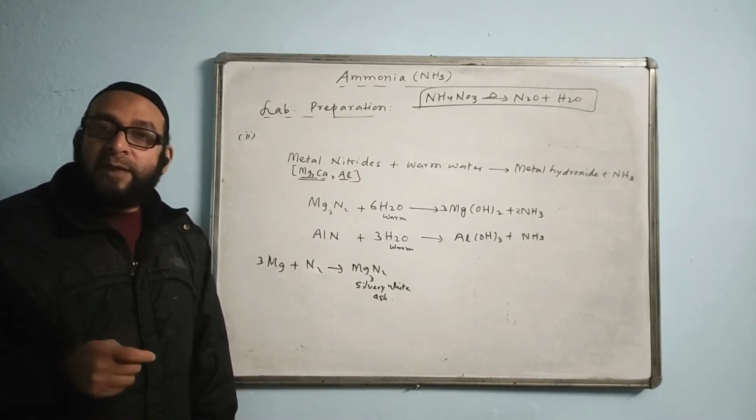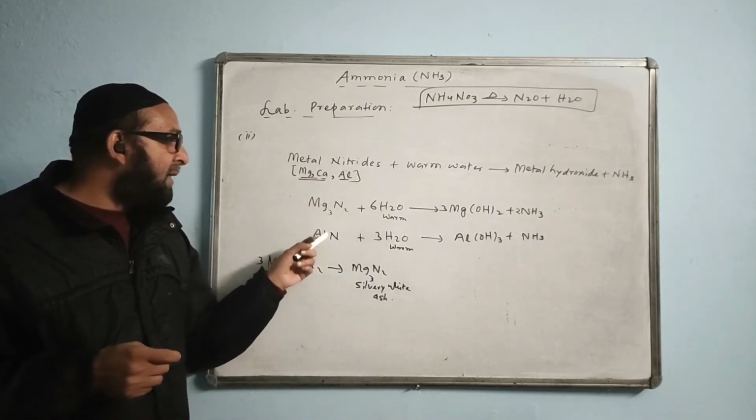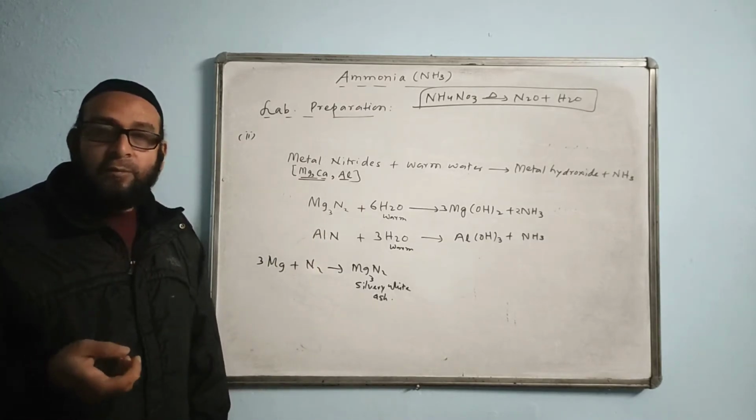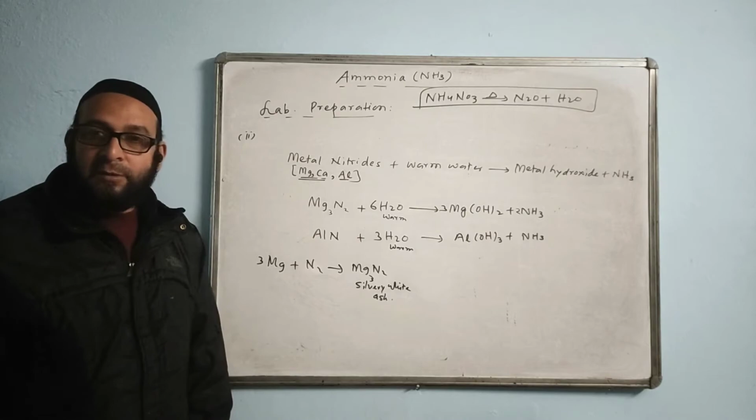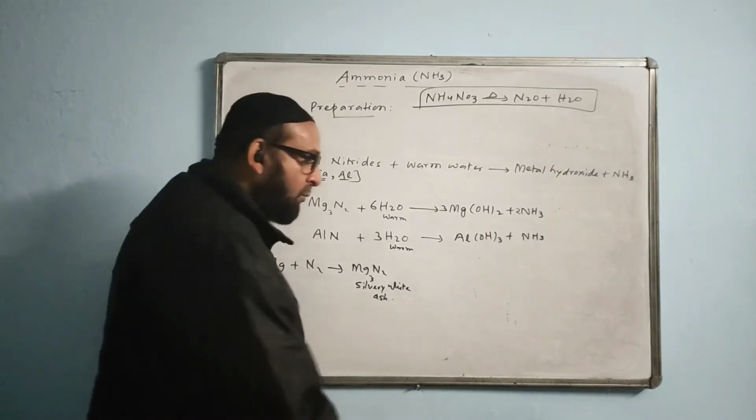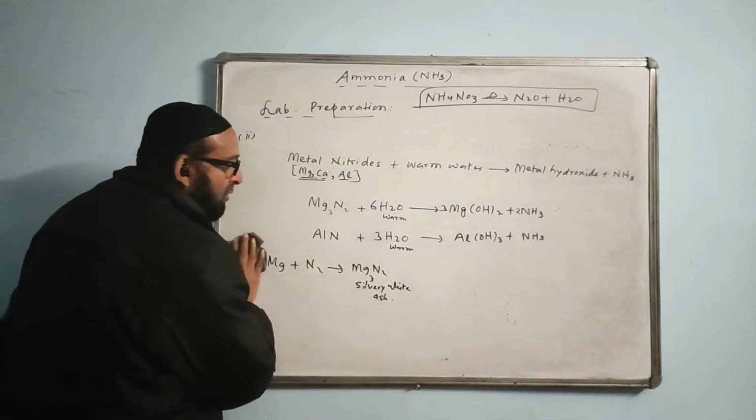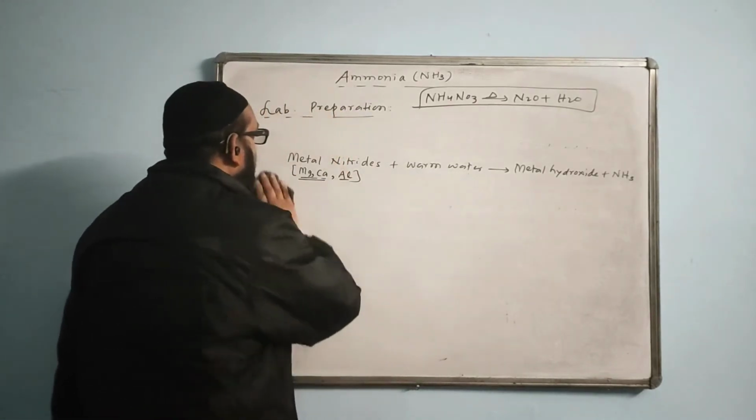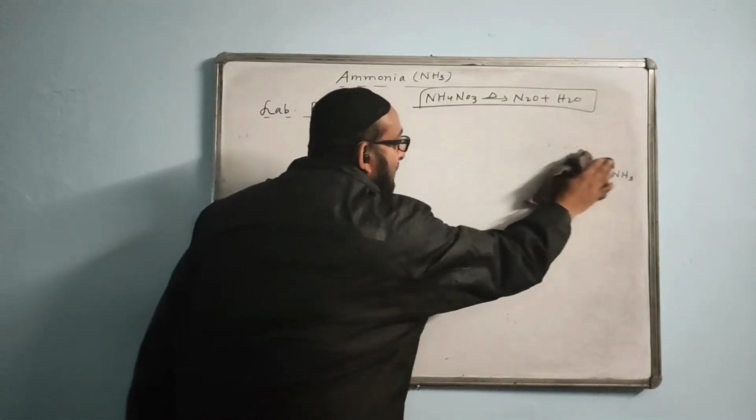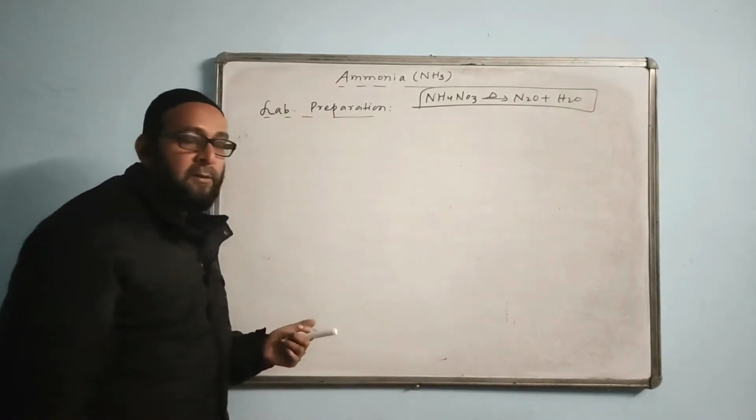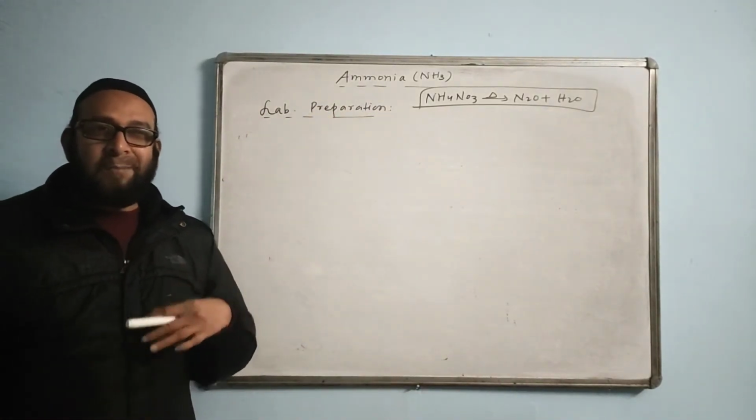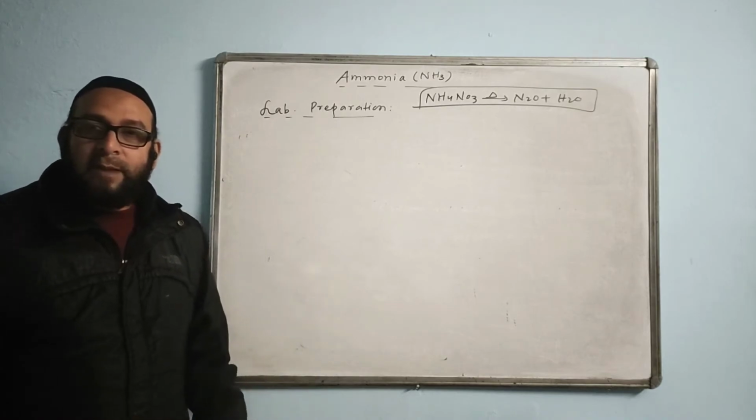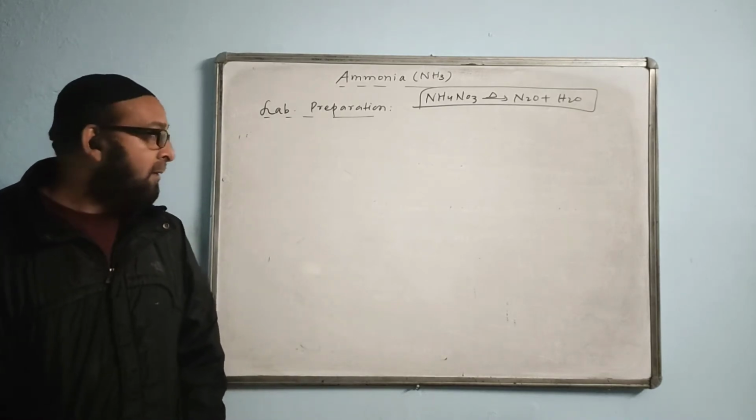Why is it seldom used in the lab? Because metal nitrides are expensive. So we don't prefer this reaction normally. Hope you understood. Any other queries, any other question we can clarify? So for this reaction there are two lab methods, but the second method is seldom used, only sometimes, as the metal nitrides are expensive.